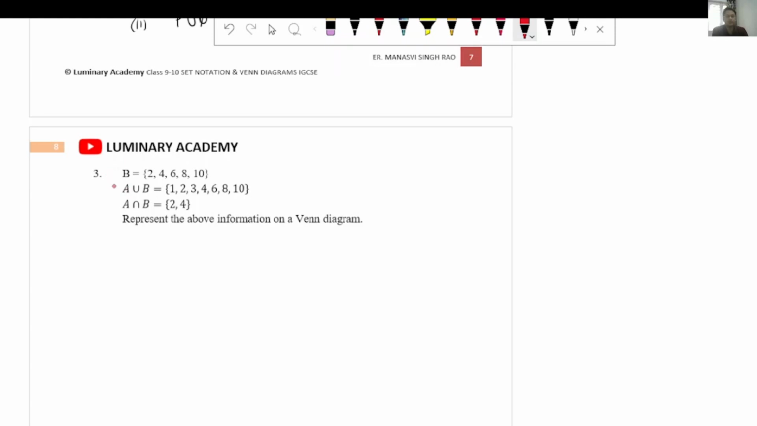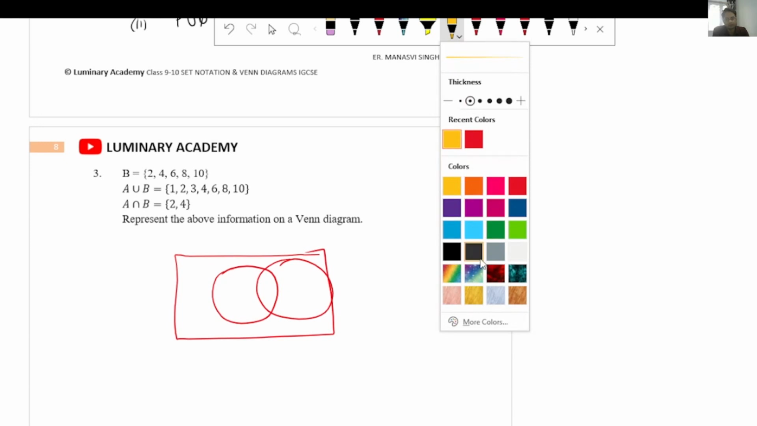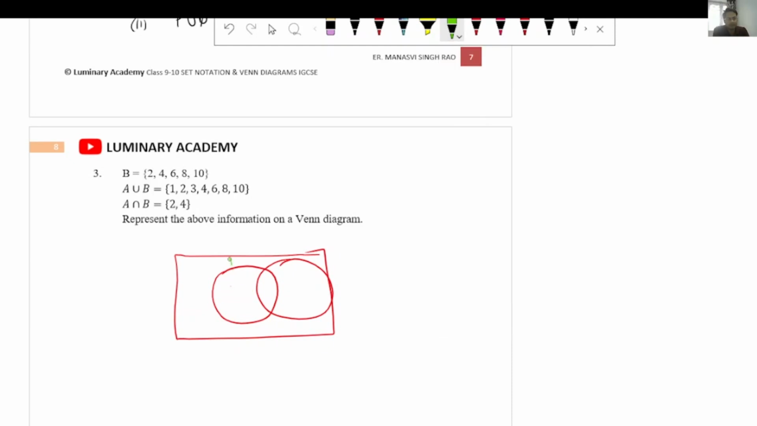So student, let's proceed to the third question. In the third question, the B set is given to you: 2, 4, 6, 8 and 10, okay, and A union B is given to you. So we can draw the Venn diagram first so that we can understand it properly, okay. And there are two sets, A and B. So we'll be drawing this Venn diagram, okay. And here we will see that, take the green color, okay. So here B set is this and A set is this, okay.